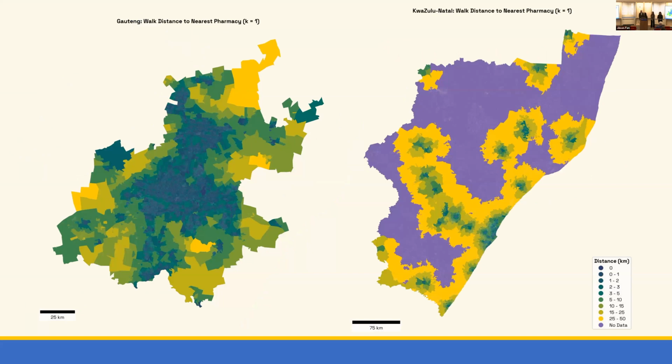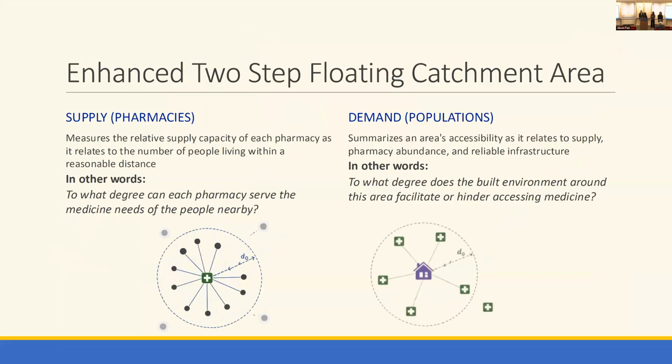And just a quick look at the K equals 1 nearest distances. So you can see that the single nearest distance for the pharmacies is a lot more accessible for Gauteng. It's around an average of 3 kilometers. And then for KZN, it clusters around, I believe, 10 kilometers, and then it tapers off significantly. And then I'll pass it over to Jill.